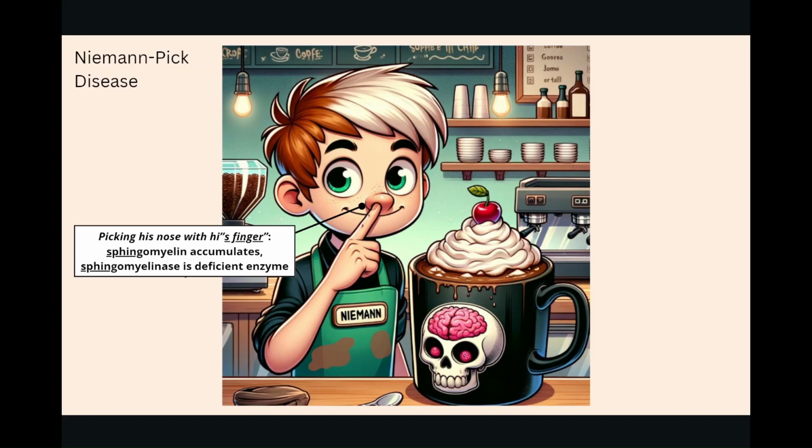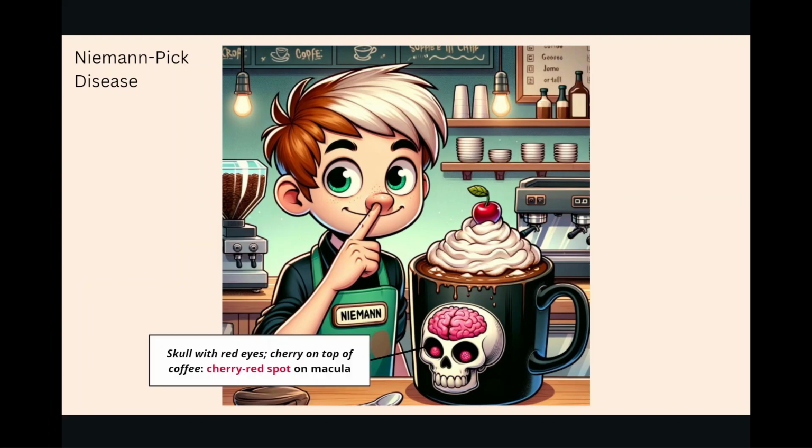Looking at his coffee mug, we see it has a spooky skull design, kind of similar to the skull we saw for Tay-Sachs disease. This skull also has cherry red eyes, representing the cherry red spot that's seen on the macula. Now, this is a common sign we see with Tay-Sachs disease, so make sure to differentiate the two through other clinical signs. For example, Tay-Sachs disease presents with hyperreflexia, while Niemann-Pick disease presents with hyporeflexia.